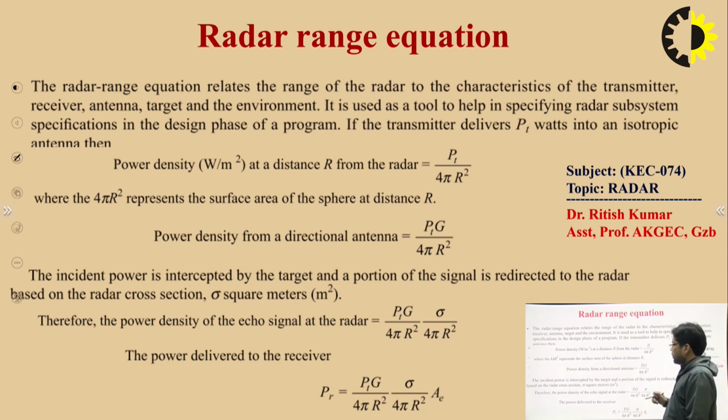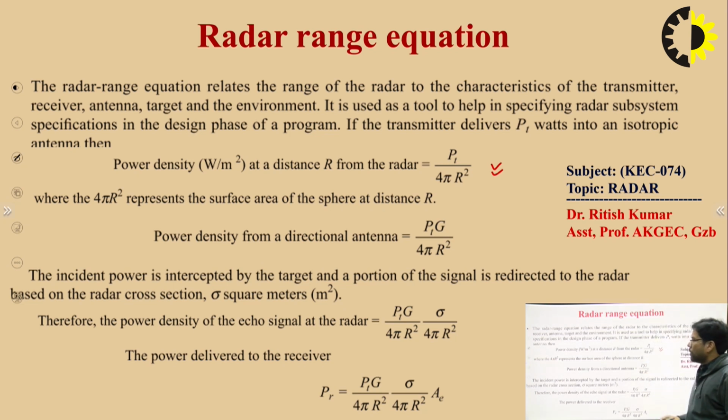So here we need to know the power density, that is watt per meter square, at a distance of r. If the antenna is an omnidirectional antenna, then the power density will be equal to Pt upon 4 pi r square, where r is the radius of the sphere. Pt is the transmitting power. So here we are using the omnidirectional antenna.